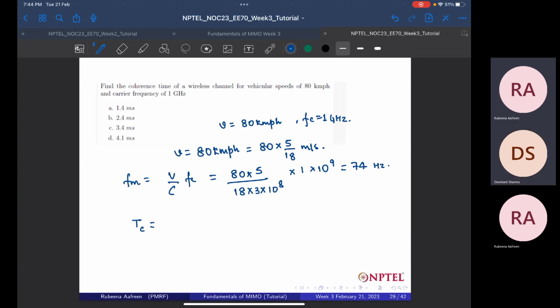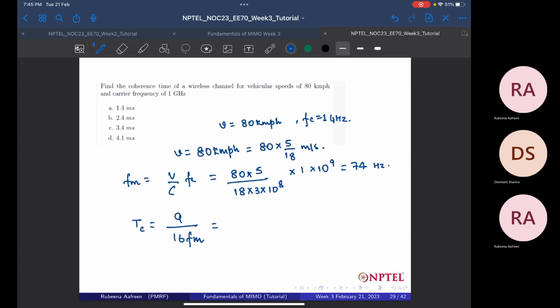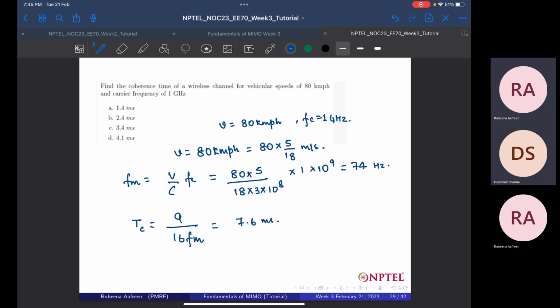So now how do we calculate the coherence time? Better to use the stricter formula, that is 9 upon 16 into Fm. So how much is it coming? I think it is coming something like 7.6 millisecond. Yes, ma'am. 7.6.